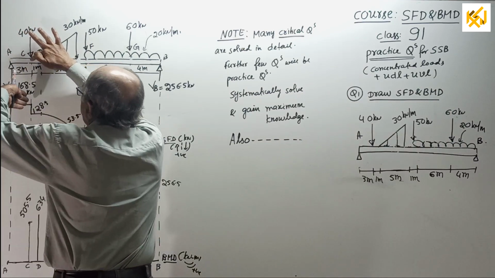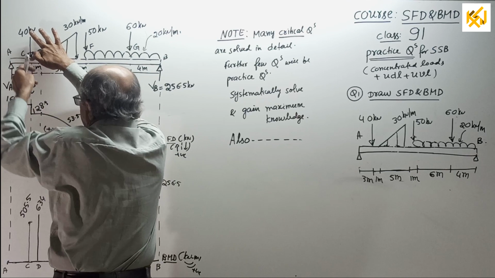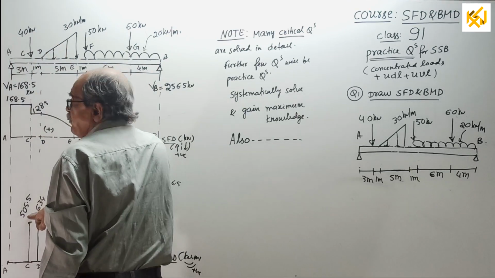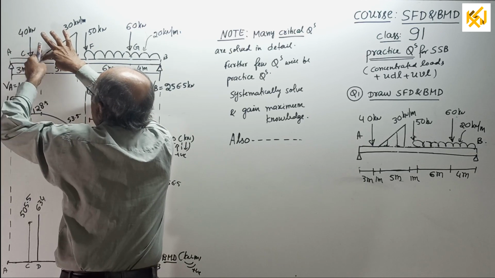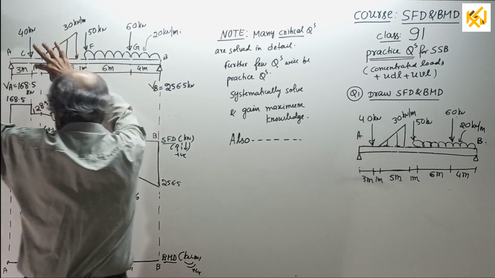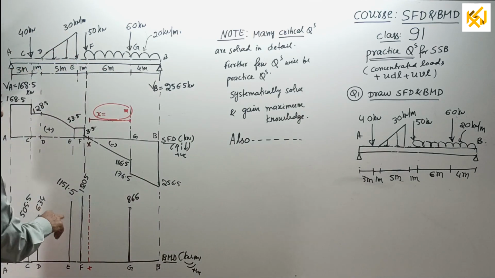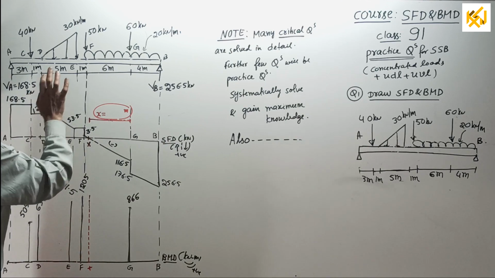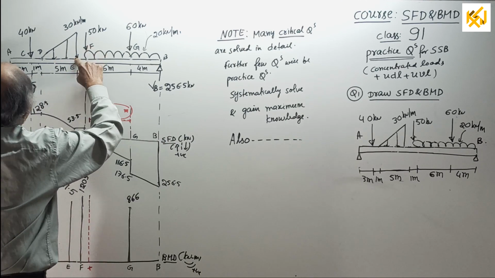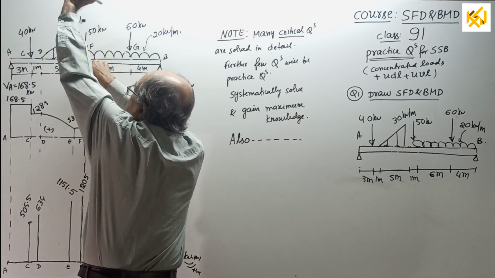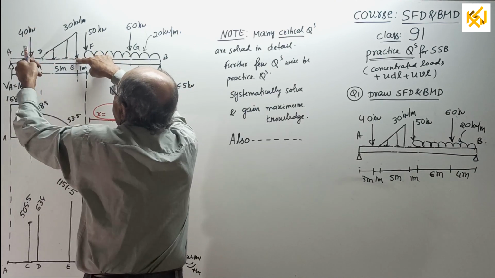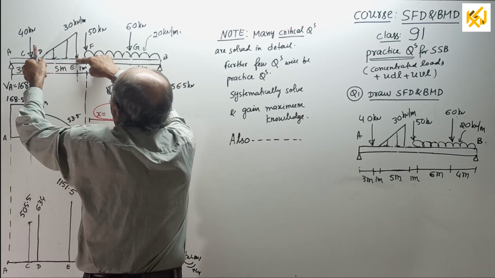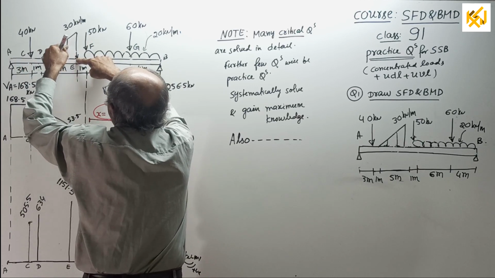BM at A, 0. BM at C, plus 168.5 into 3, which I calculated here, plus 505.5. BM at D, plus 168.5 into 4, minus 40 into 1, 634. Yes, correct. Now, BM here, look this side, plus 168.5 into 9, minus 40 into 6, minus half into 5 into 30 into 1/3 of 5.